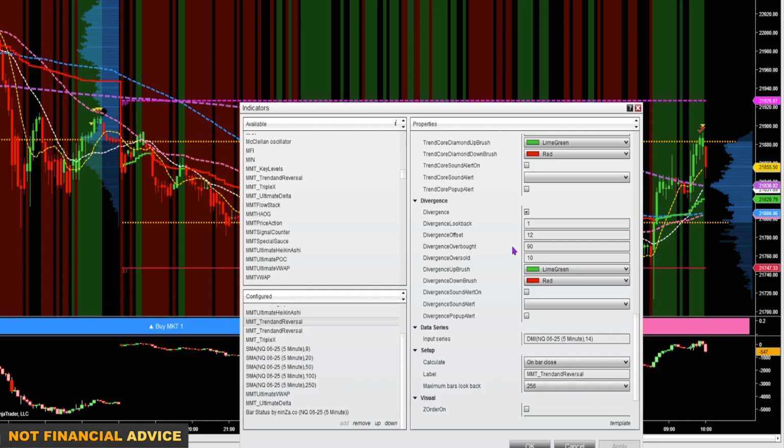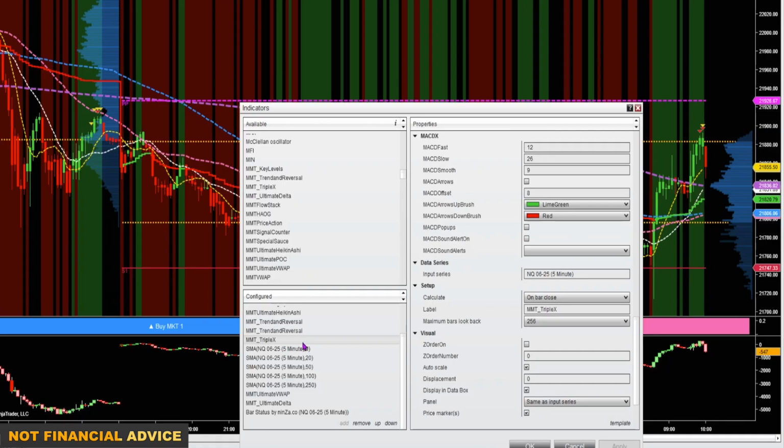So on the trend and reversal indicator, I'm just looking at divergences, look back period of 1, overbought, oversold of 90 and 10. This one has an input series of the DMI. Second instance of the trend and reversal, same settings, different colors for the divergent, but this has got the Chaikin oscillator as the input series.